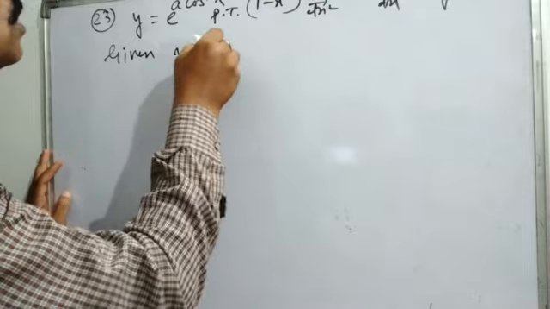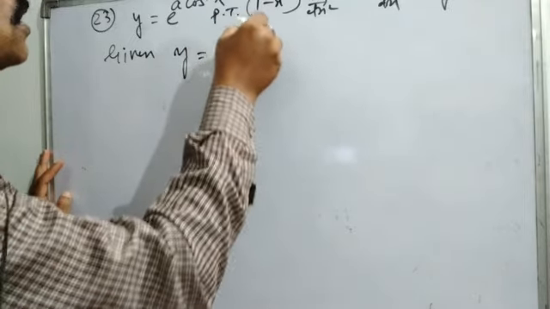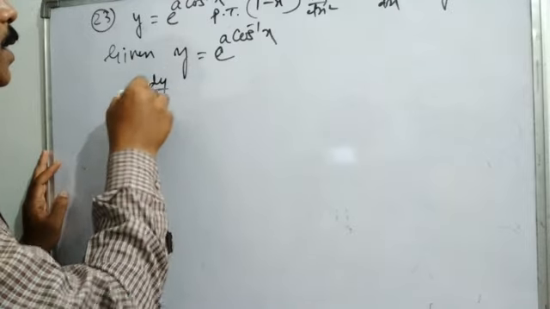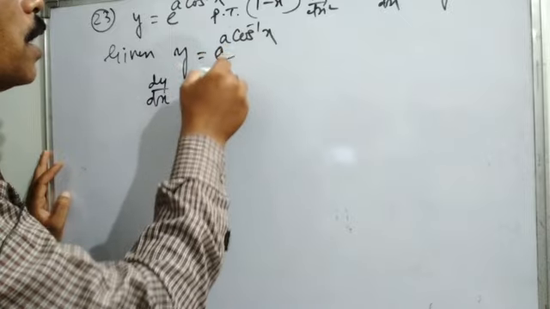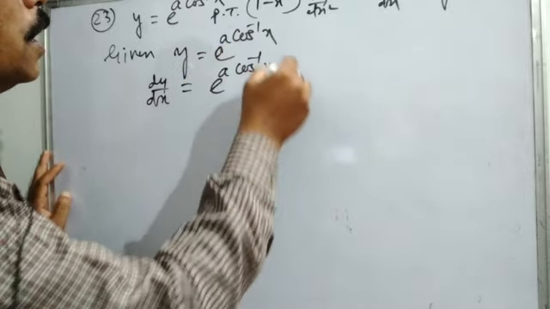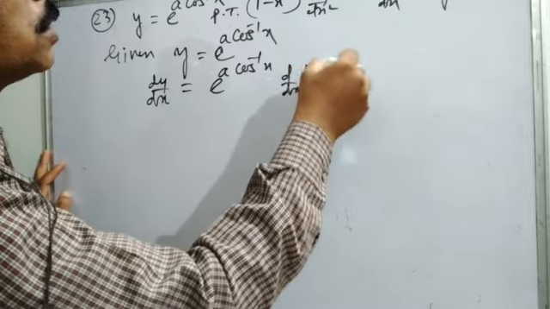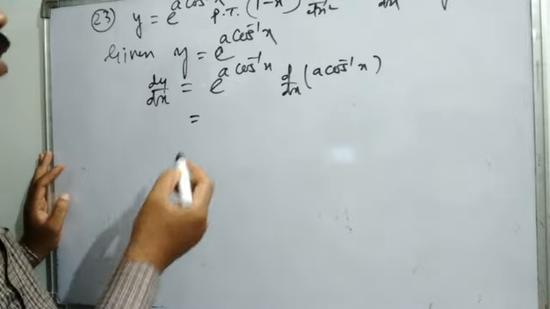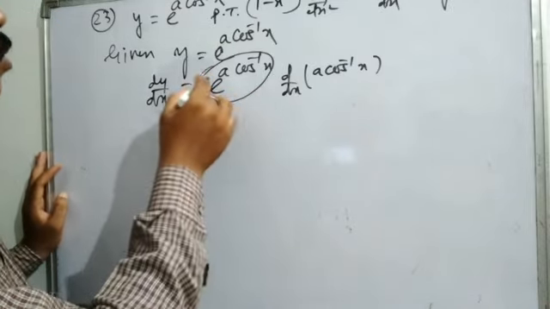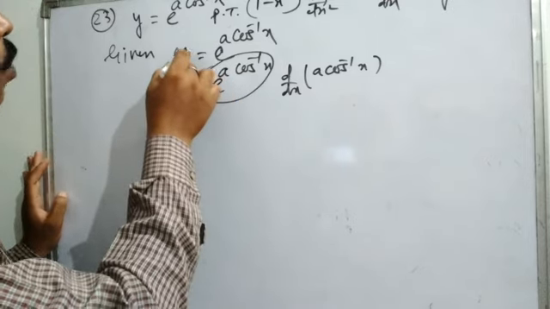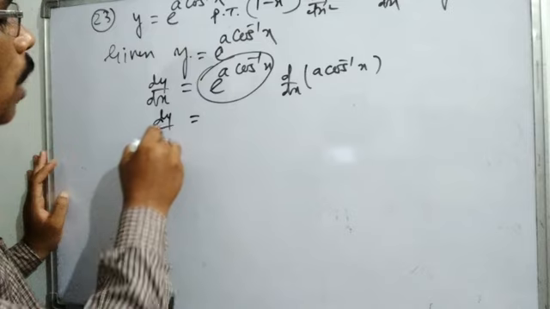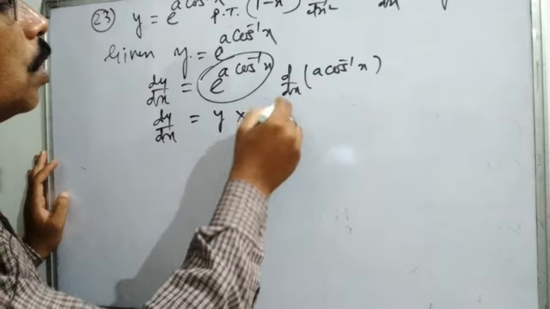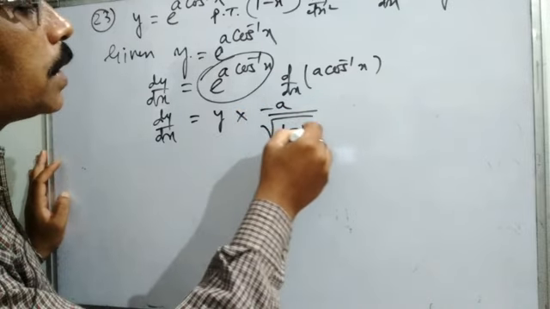So given y is equal to e to the power a cos inverse x, dy by dx is equal to e to the power a cos inverse x into the derivative of a cos inverse x. So that is the trick in these questions. In place of this value, again we have to put the original value of this term, that is y. So dy by dx is y into a times the derivative of cos inverse x, that is equal to minus a by root over 1 minus x square.